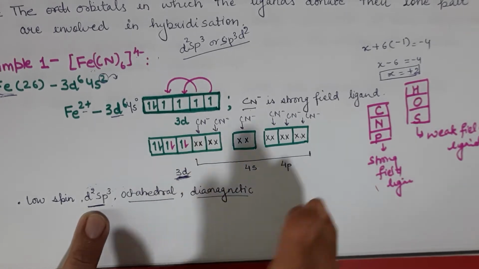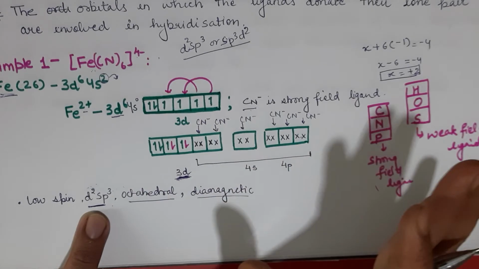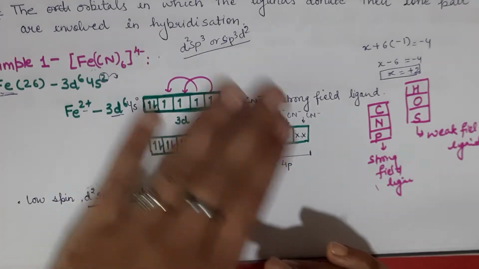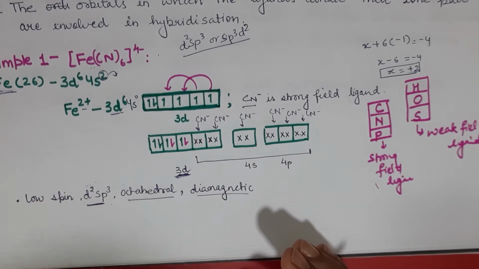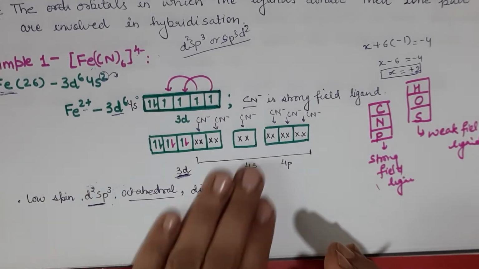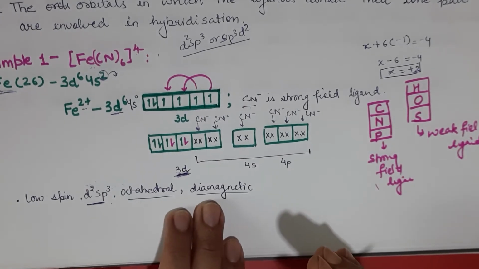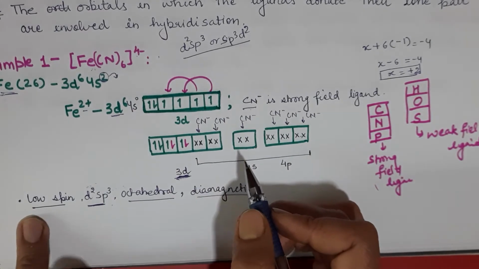It is diamagnetic because all the electrons are paired up. If one electron is left without pairing, then that compound will be paramagnetic. So you have to check that all the electrons are paired, then only that compound is diamagnetic. And it is low spin because all the electrons are paired up.